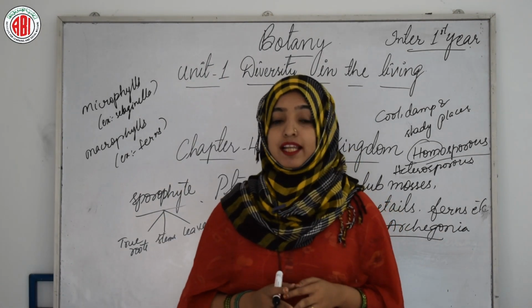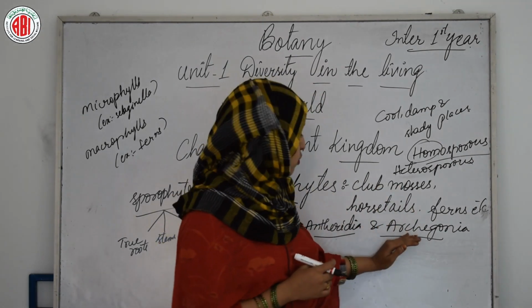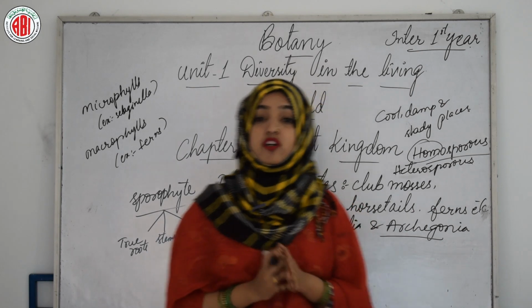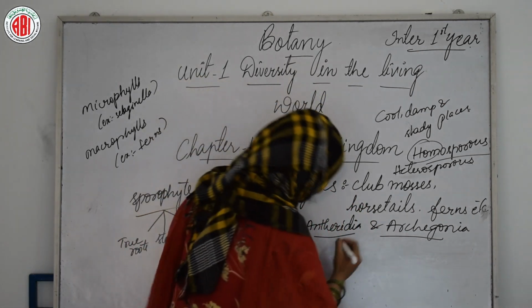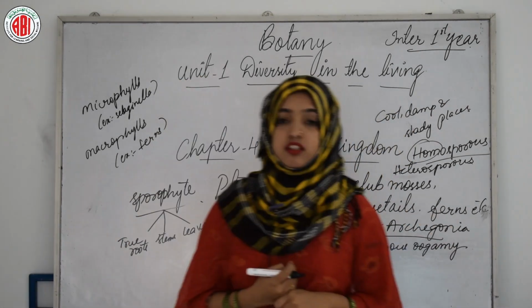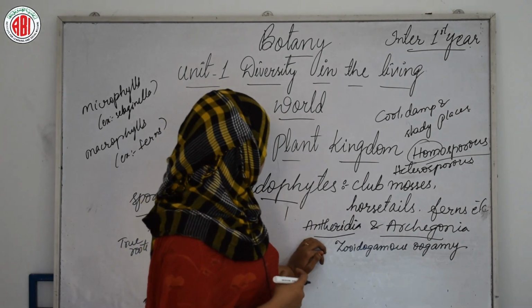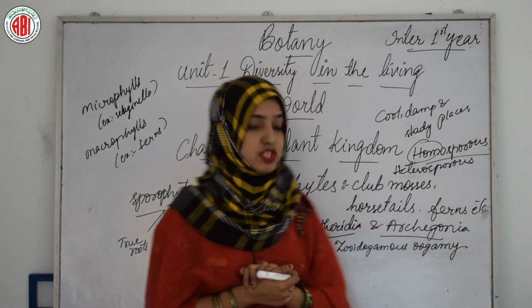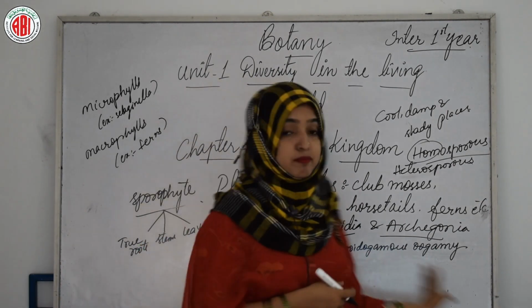And this fusion of the male gamete with the egg present in the archegonium results in the formation of a zygote, and this is called zooidogamous oogamy. The fusion of the male gamete from the antheridium with the egg of the archegonium, resulting in the formation of a zygote, will be termed zooidogamous oogamy.